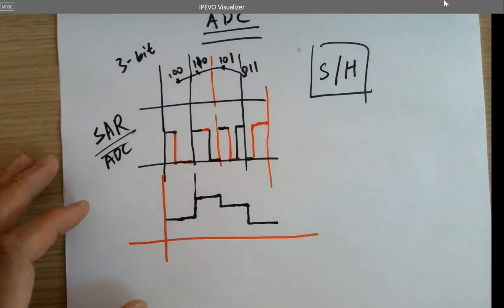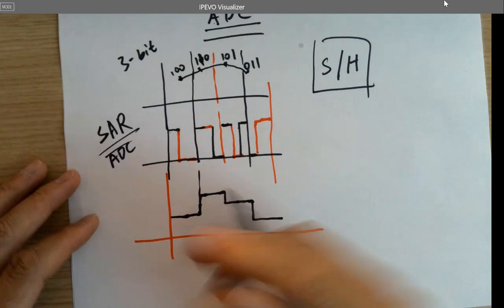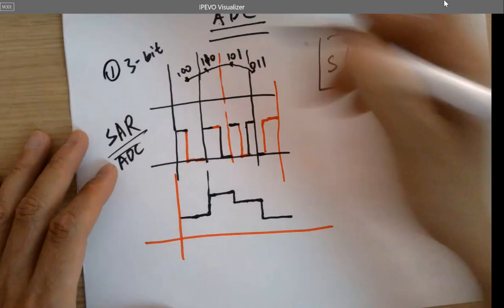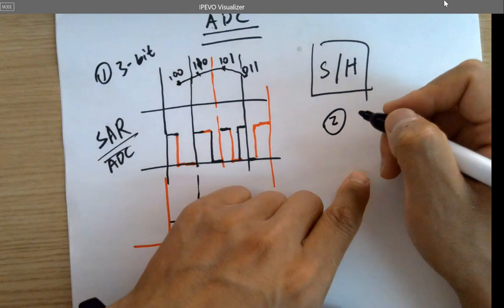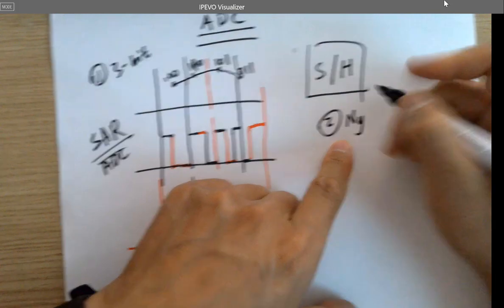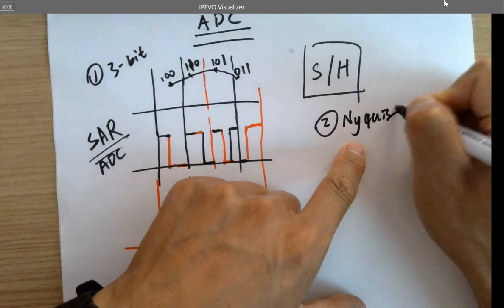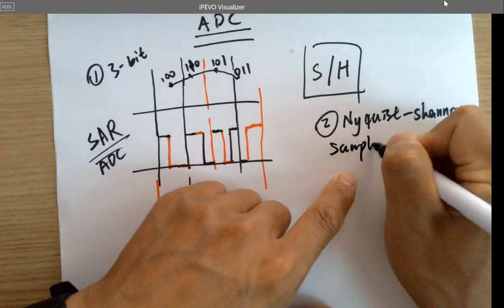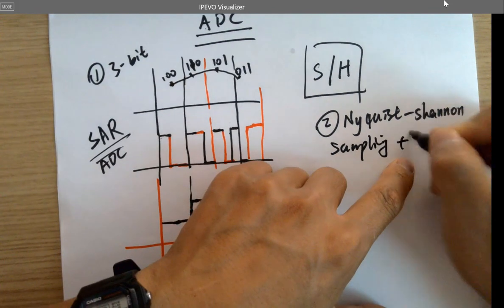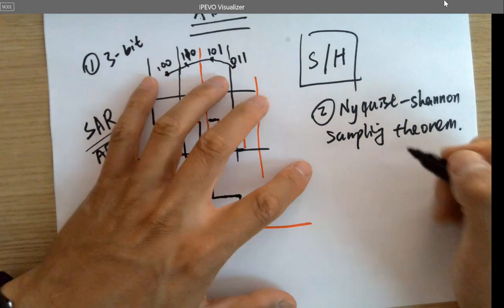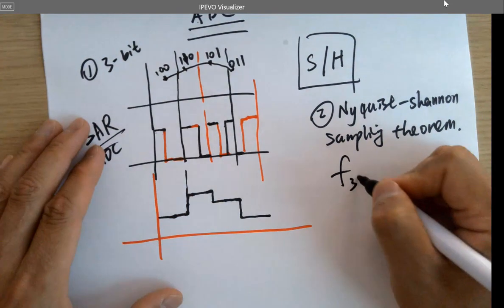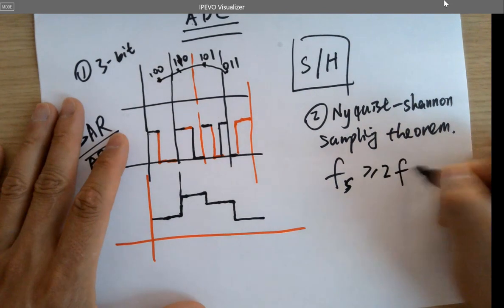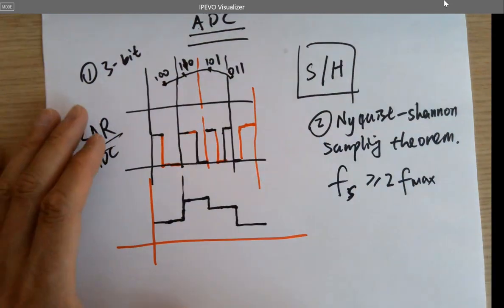So that's a big picture of the ADC, and there's a theorem called the Nyquist-Shannon sampling theorem. You learned that in DSP as well. So it defines the sampling rate. The sampling rate has to be equal to or larger than 2 times the maximum frequency of the signal.